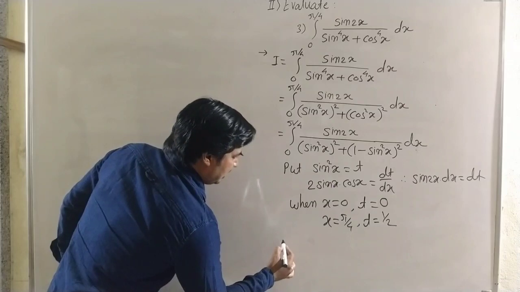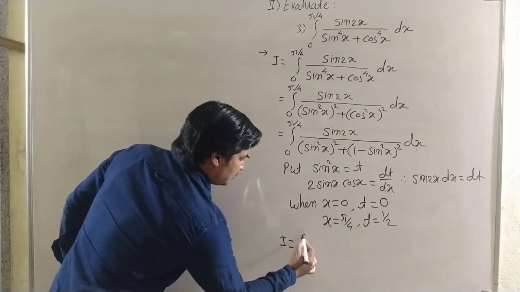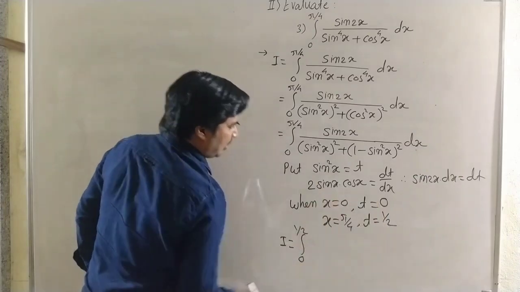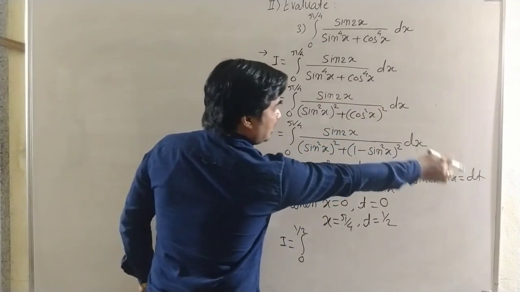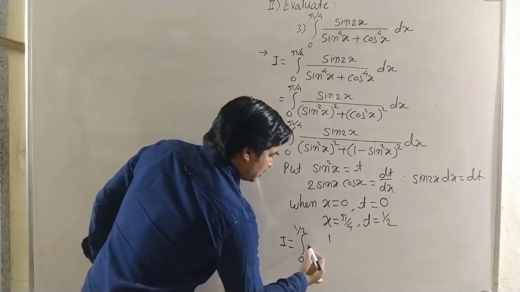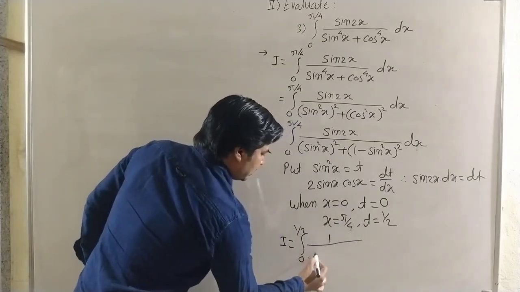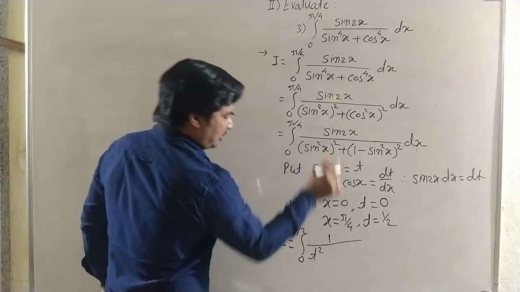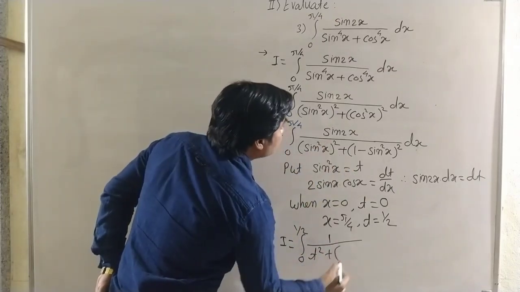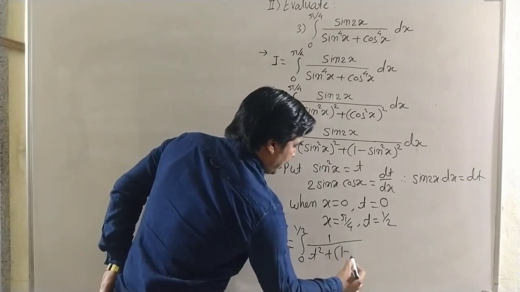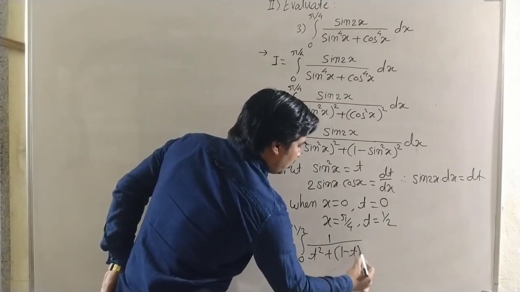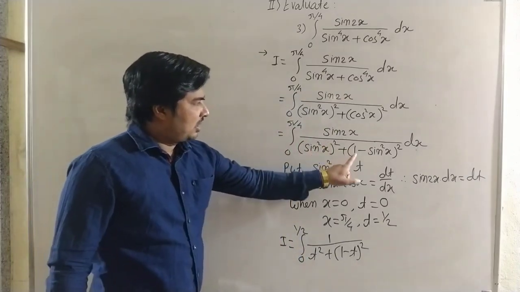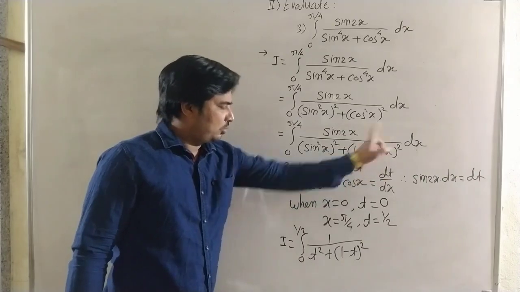So we can write it is the integral 0 to 1 by 2, where the original limit is 0 to pi by 4. And now here sin 2x dx is dt. Therefore it is 1 upon t square, since sin square x is equal to t, therefore it is t square plus (1 minus t) whole square dt.